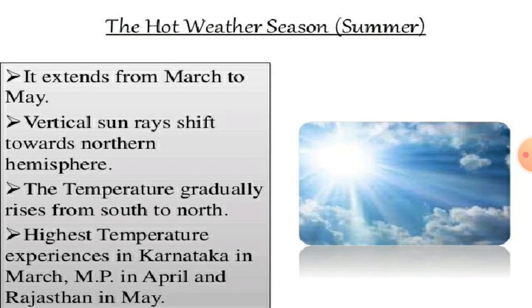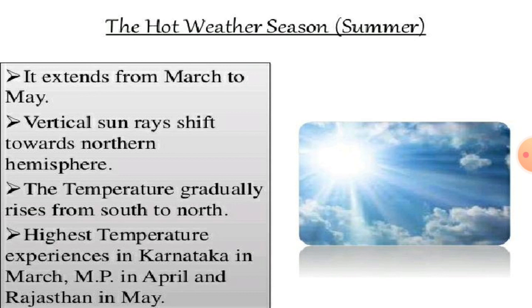Again, with the help of some points, let us see. It extends from March to May. Vertical rays shift towards the northern hemisphere. Look here. In winters, the vertical rays shift towards the southern hemisphere. But in summers, the vertical rays of the sun shift towards the northern hemisphere.